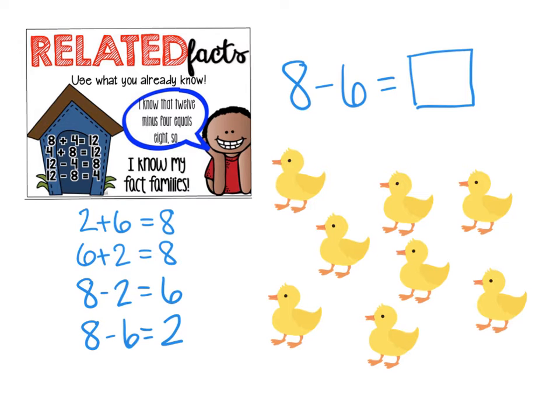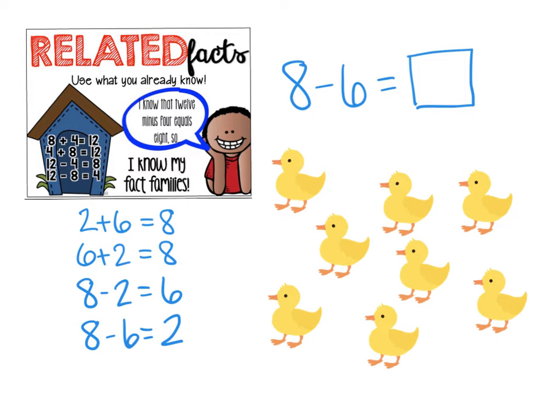And next we're going to use related facts or a fact family. Okay, so we're going to use what we already know. And I have 8 minus 6 equals something. And so we're going to say there were 8 ducks in the pond and 2 of them waddled away. So we're going to use what we already know.